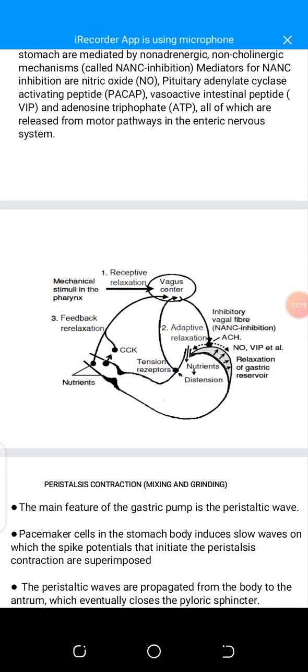Okay, all that I've said is well illustrated in this diagram. Number one is showing receptive relaxation, which is activated by mechanical stimulation of the mechanoreceptors in the mouth and the pharynx.